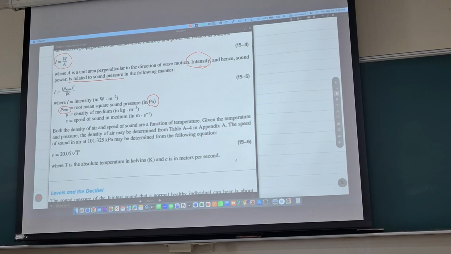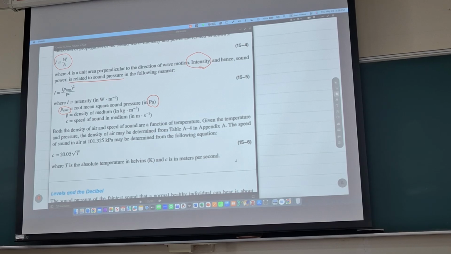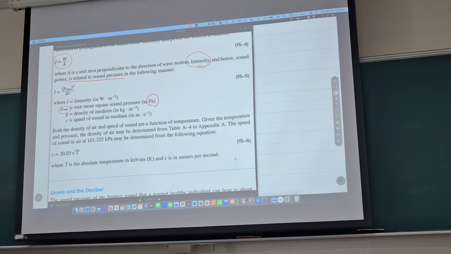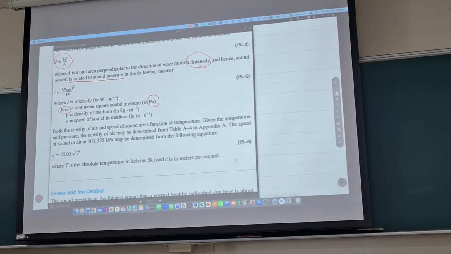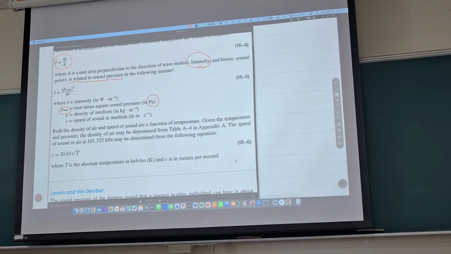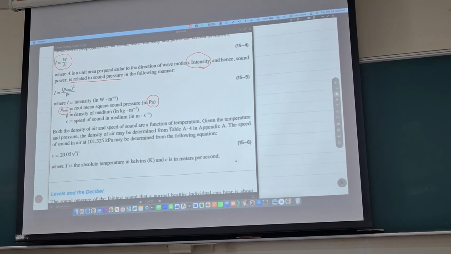As I mentioned many times, you need to read the textbook. Most of the questions will come from either my PowerPoint slides or the textbook. So P_rms is the root mean square sound pressure in Pascal. Don't forget about the square here.